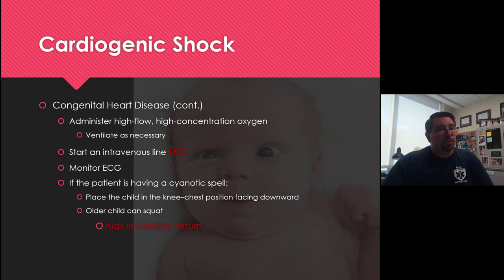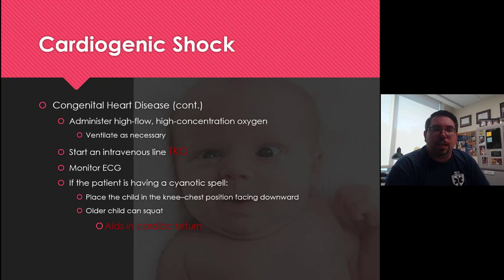Again, remember, you fill the lungs with fluid, now you have no real estate available for gas exchange, and then respiratory and cardiac compromise. That's not going to be a good outcome for that patient. We are going to go ahead and monitor the EKG because, again, we know we're dealing with a cardiac-related issue, to watch for arrhythmias. And if the patient is suffering from that cyanotic spell, we want to place the child in the knee-chest position facing downward.